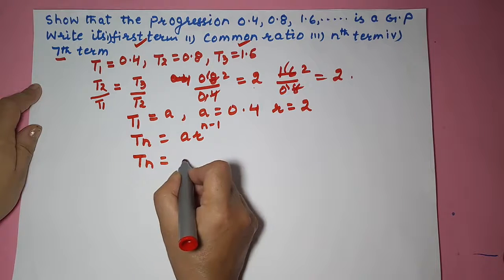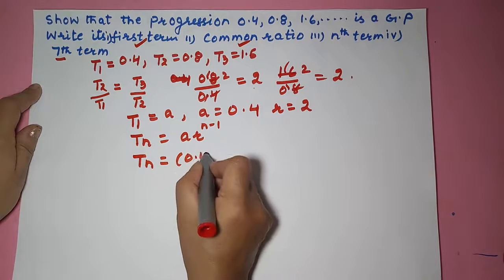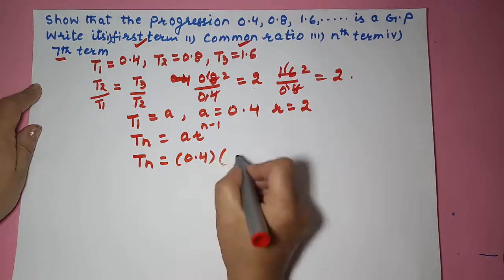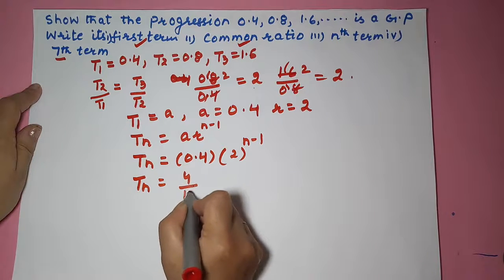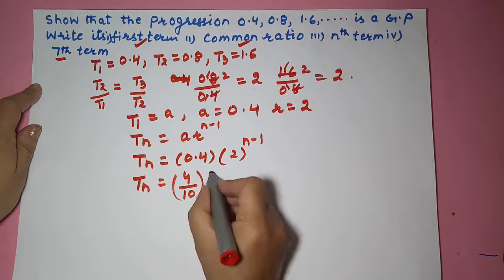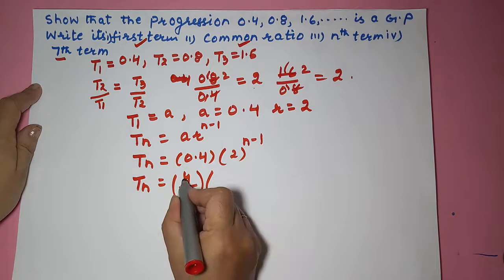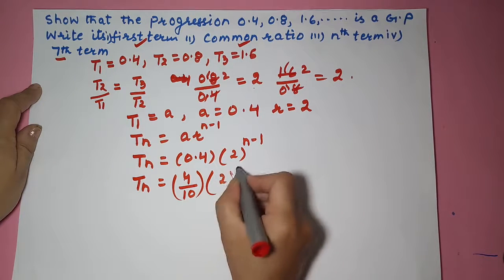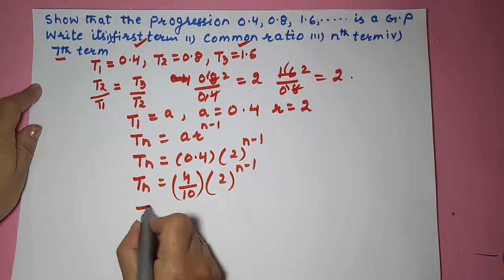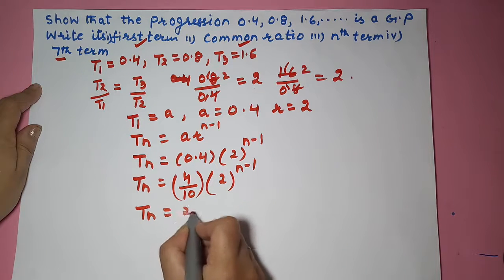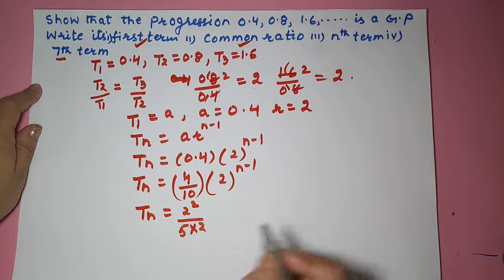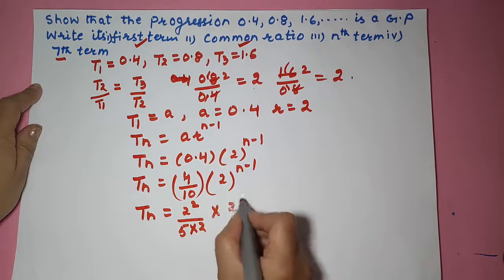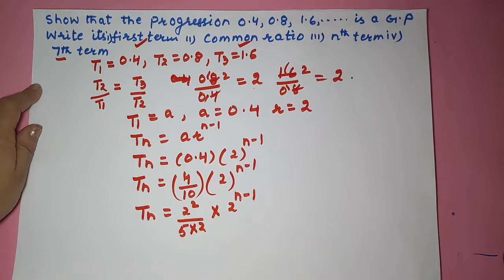A is 0.4, R is 2 raised to n minus 1. So, can I write this 0.4 as 4 by 10? Right? So that I can combine this 2 with the 2 that I will get here, 2 raised to n minus 1. So, Tn is equal to this I can write as 2 square, and in the denominator I can write this 10 as 5 into 2, into 2 raised to n minus 1.